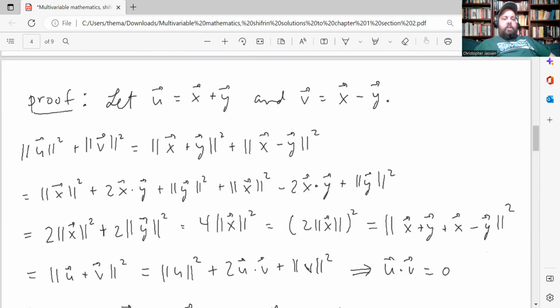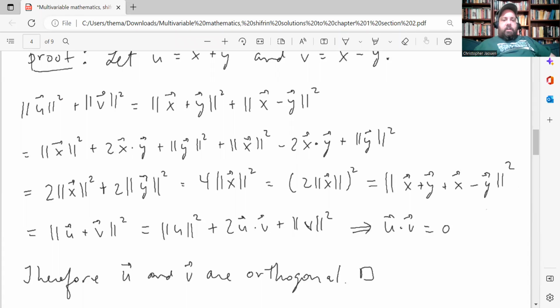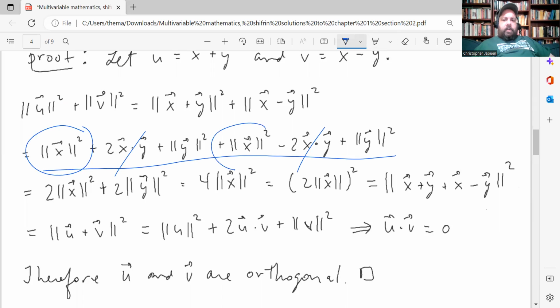If you look at the length of u squared plus the length of v squared, just using their definition, that's the same thing as the length of x plus y squared plus the length of x minus y squared, and then expanding using the definition of the length of a vector squared and what we know about dot products, because that's what we went over in this section. You get this expression here, and notice that these cancel out, and you have 2 of these and 2 of these. So you end up with 2 times the length of x squared plus 2 times the length of y squared.